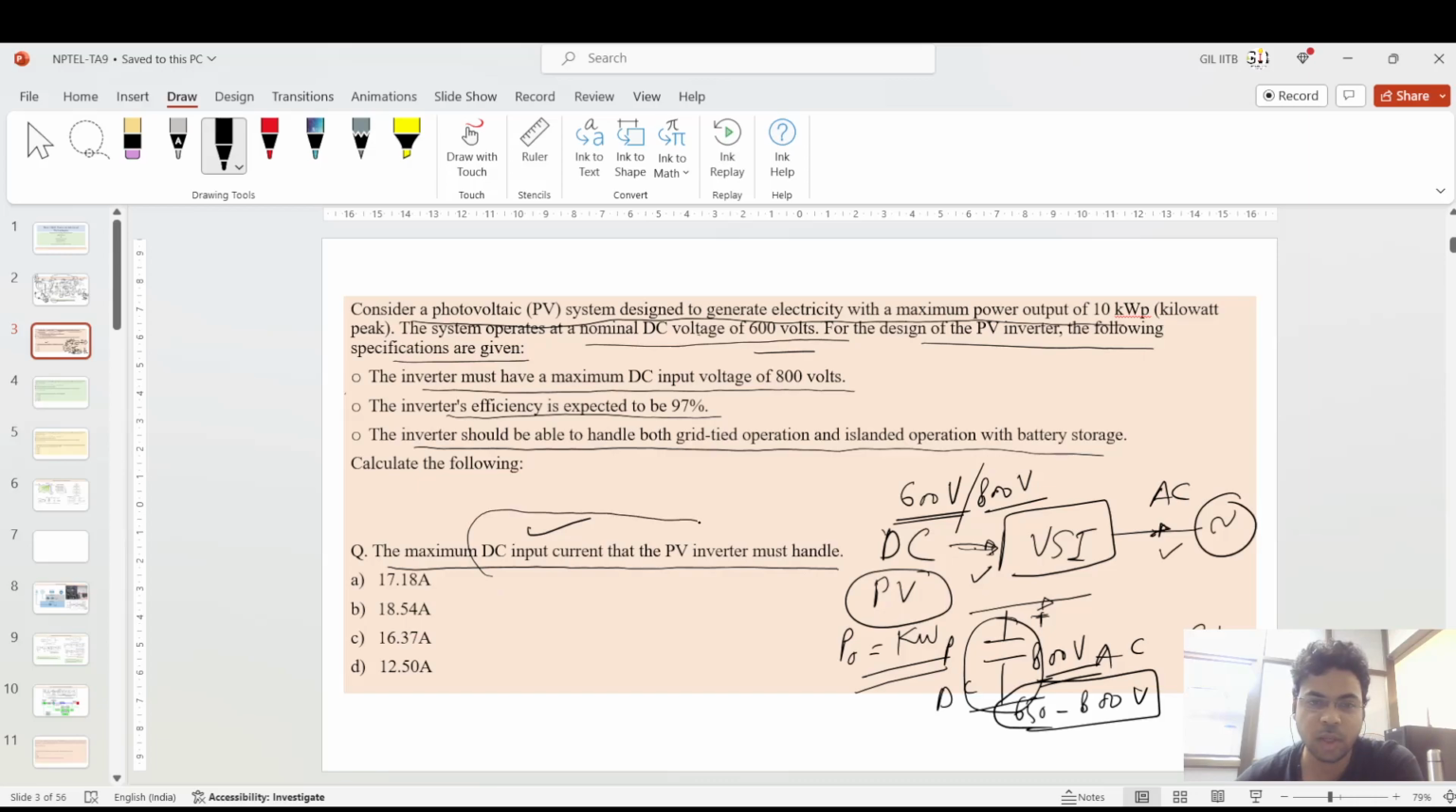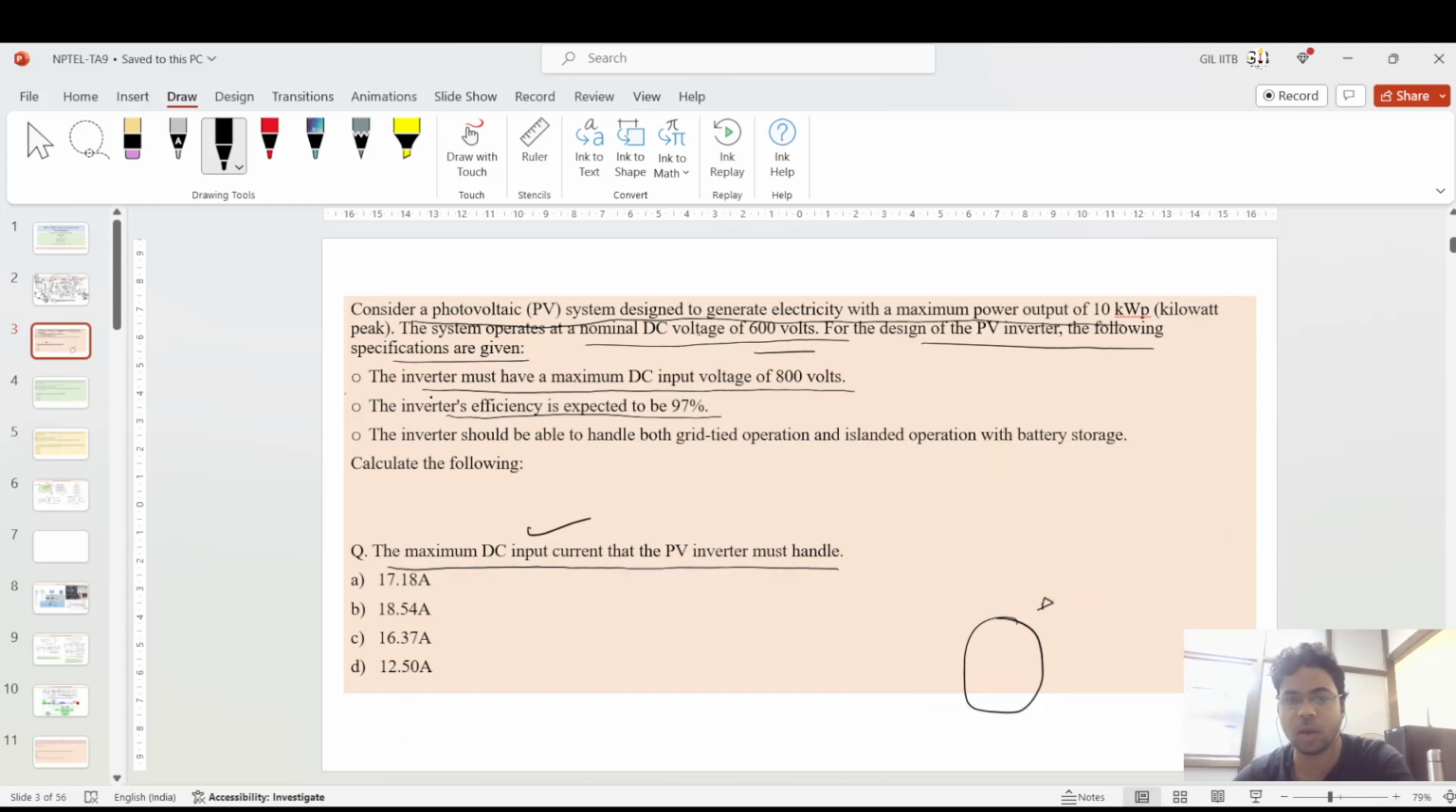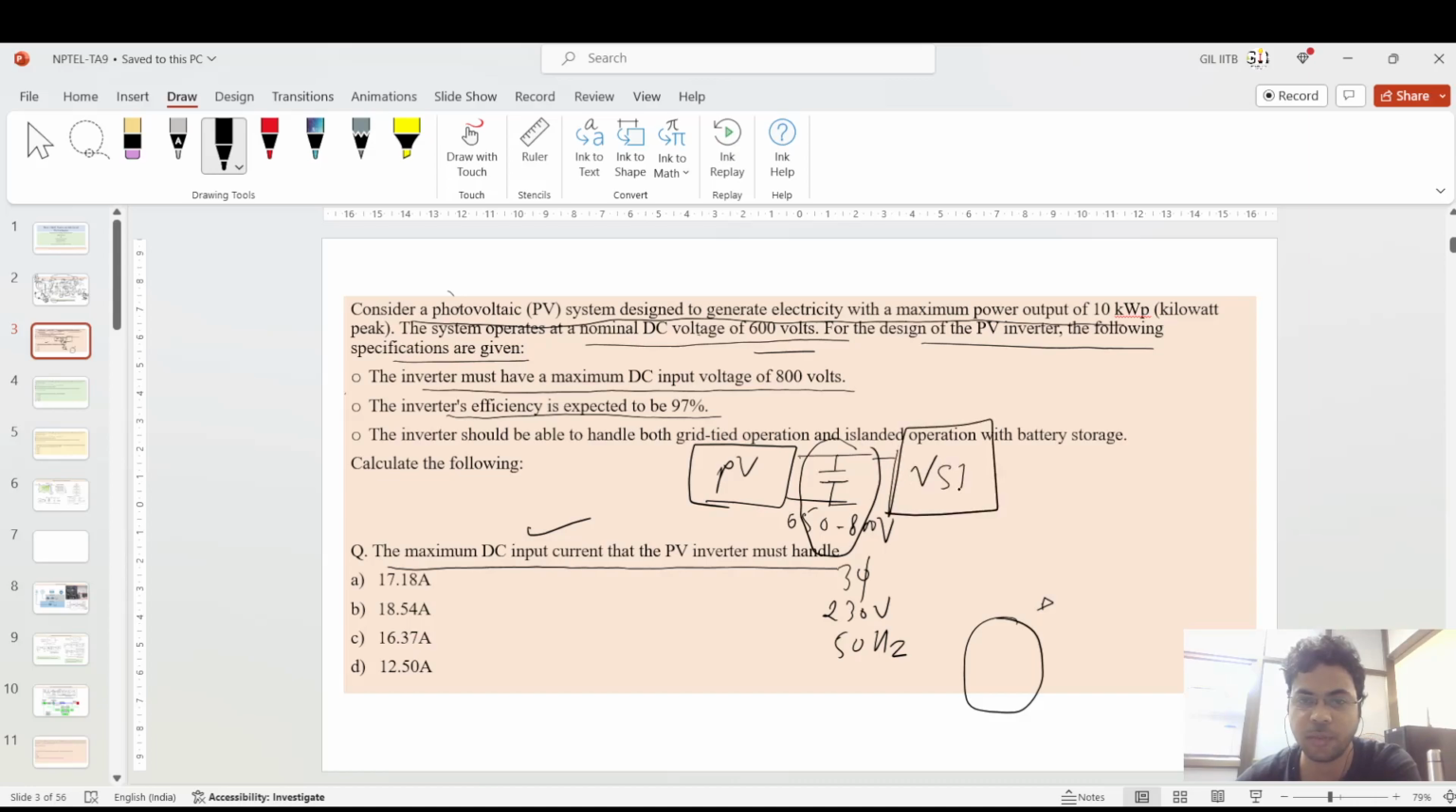Okay, let me explain this question further. What the question is asking is the DC input current that the PV inverter must handle. Let me explain again: you have one PV which generates DC power, then you have a DC link capacitor which has to maintain a certain voltage between 650 to 800 volt for generating a three-phase supply of 230 volt and 50 hertz. This amount of DC link voltage you must have.